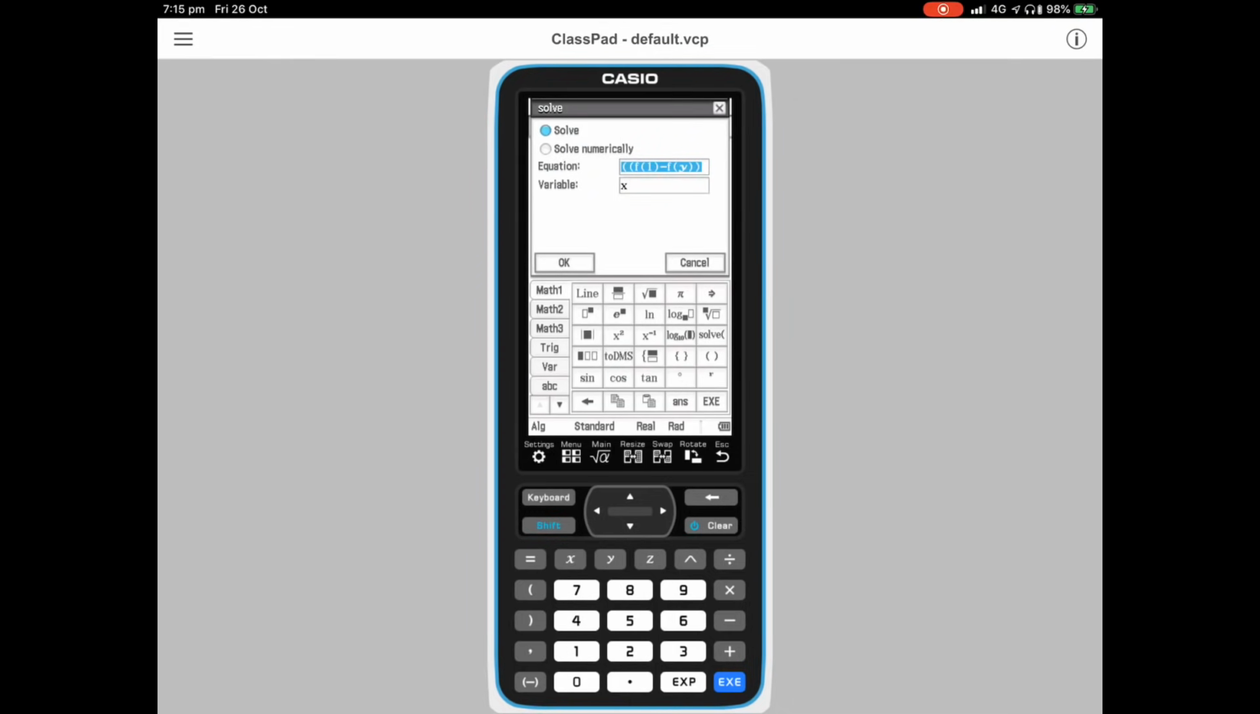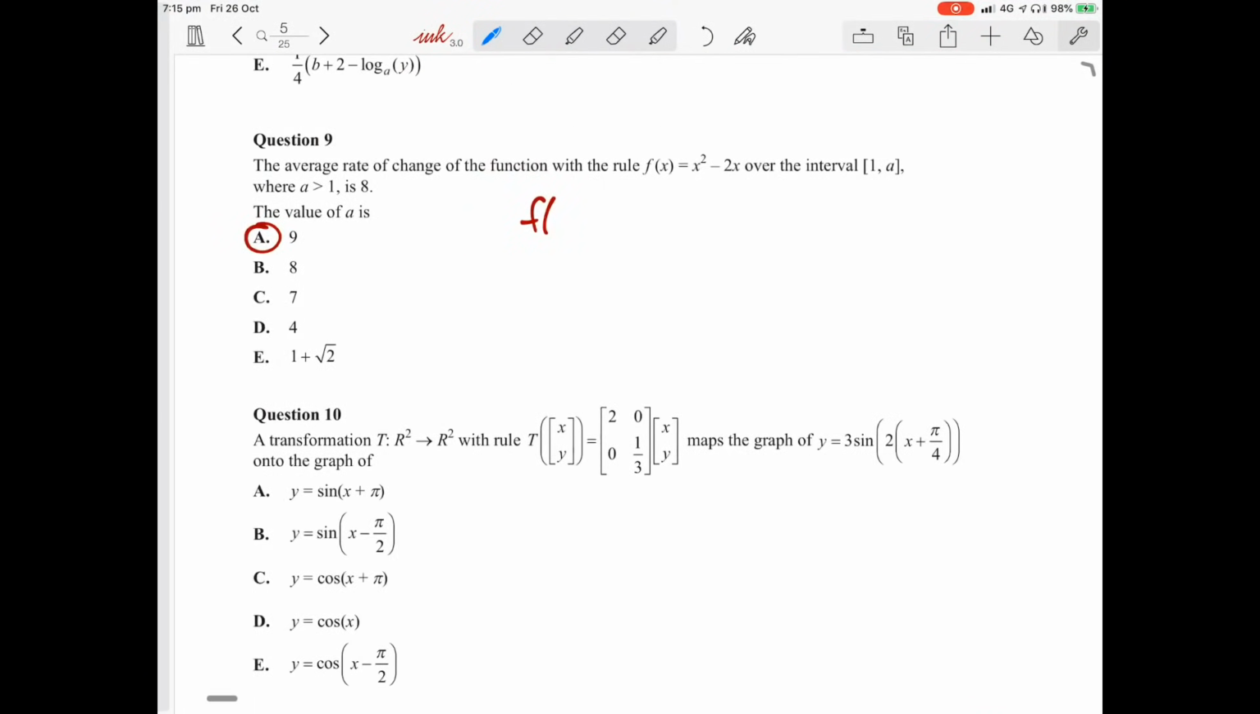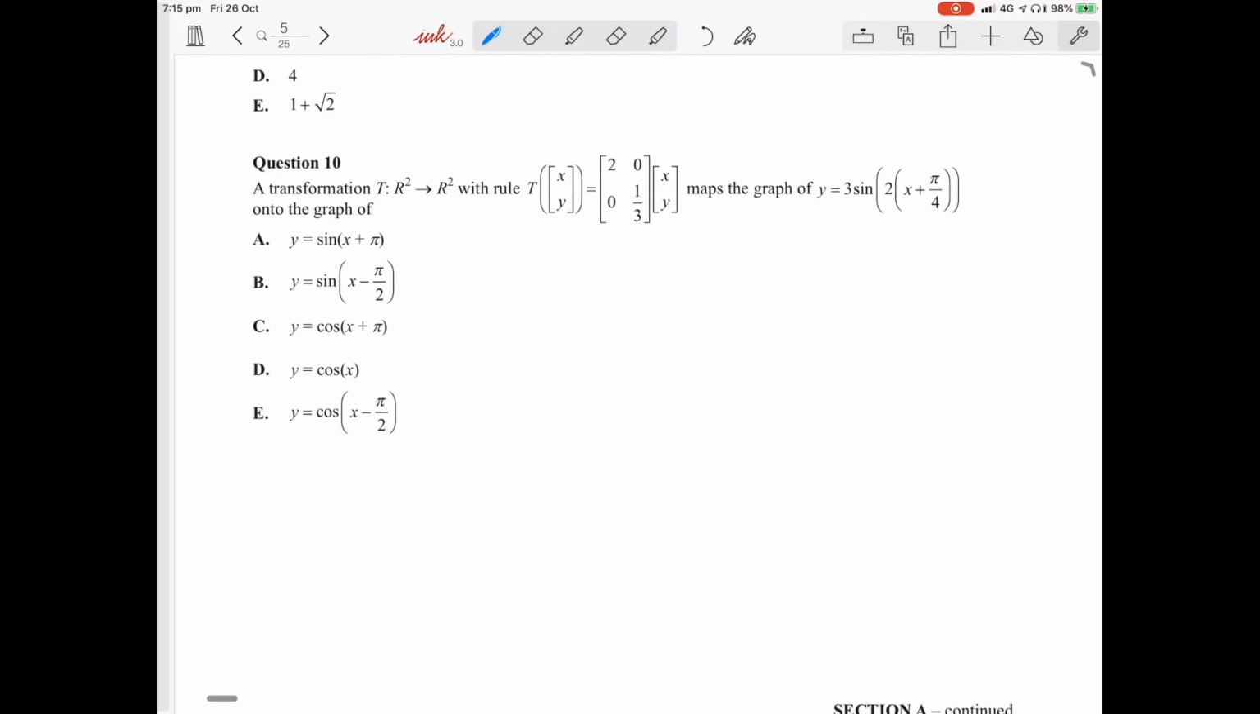Interactive advanced, solve for y. So y is 9. Remember, average rate of change is just the gradient between 2 points, which is what I just used. Okay, so we've got this graph. That's a dilation of 2 from the y-axis, which is f of x on 2. So wherever I've got an x, I've got to replace it with x on 2.